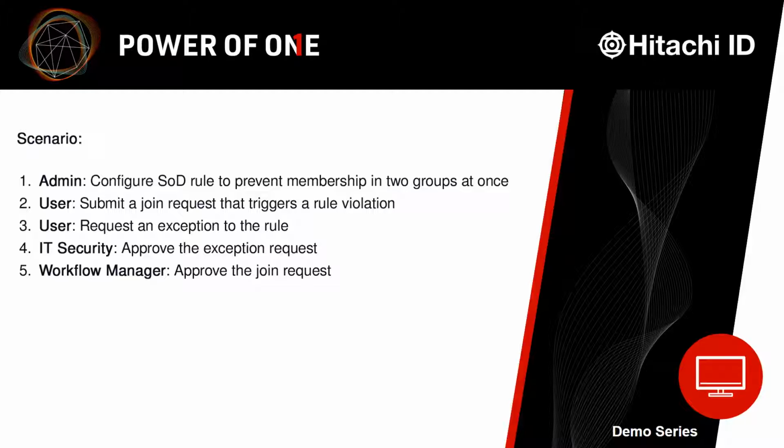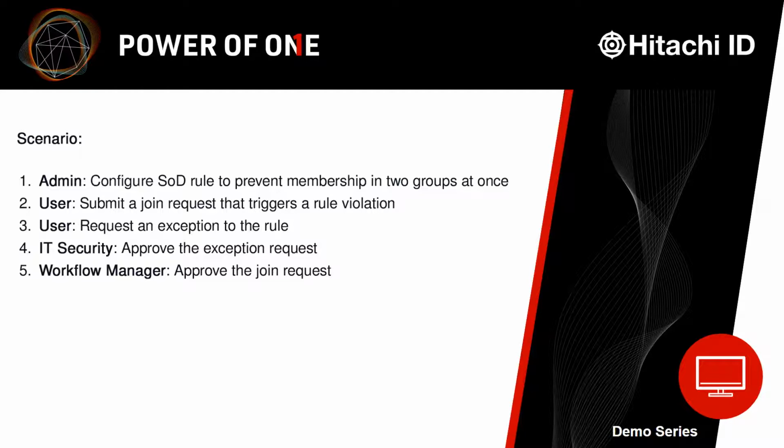Once the rules and exceptions are configured, I'll demonstrate the functionality by logging in as a user from one of the rule groups and submit a request to join the other rule group. This will trigger a violation, and the user will then request an exception so they can join the conflicting group temporarily. The exception will be approved by a specified exception authorizer, and the group membership will be approved by the workflow manager.